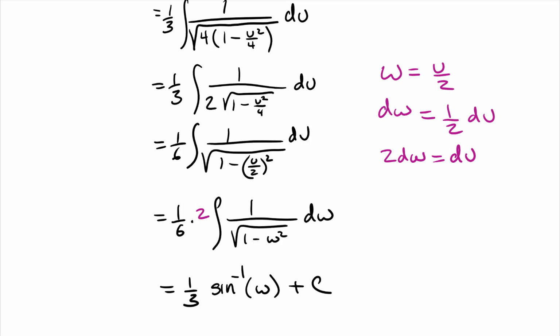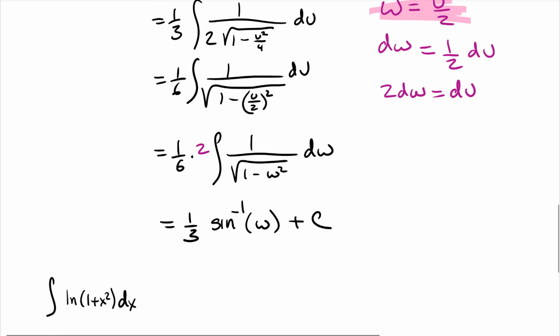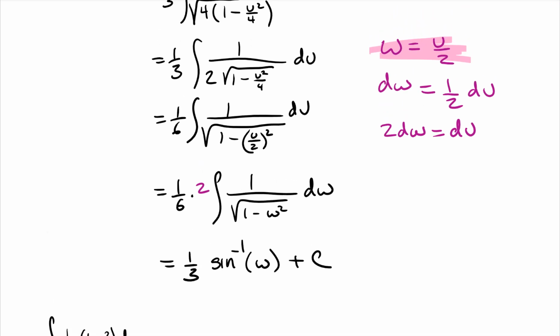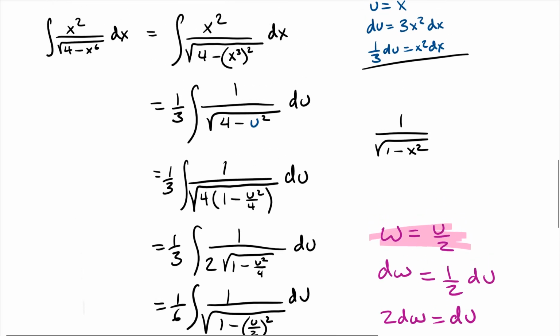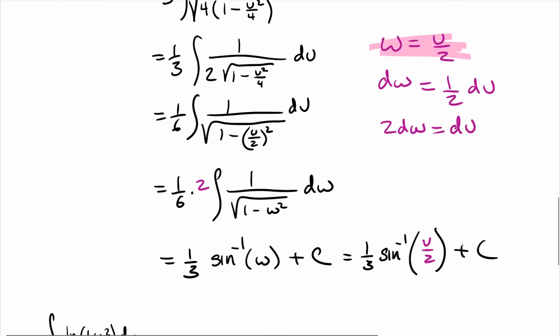But we'd have to go back through and sub all the way in, huh? Got to take that u over 2. Let's put that in. Oh, wow. I really didn't leave myself enough room. I didn't know this problem was so gosh darn long. So it's sine inverse of u over 2 plus c. But wait. U is equal to x cubed. Oh, okay, there it is. So it's 1/3 sine inverse of x cubed over 2 plus c.